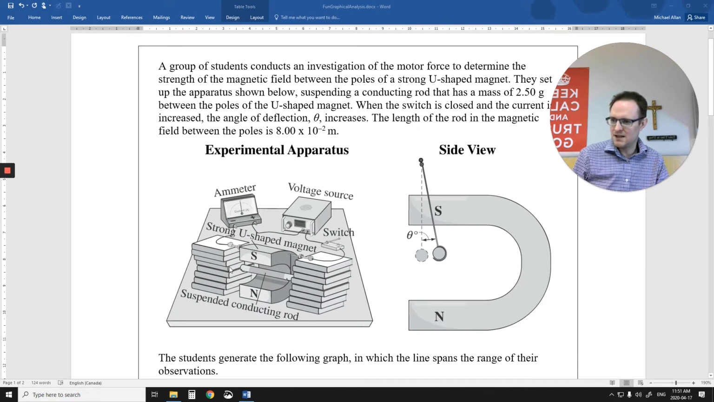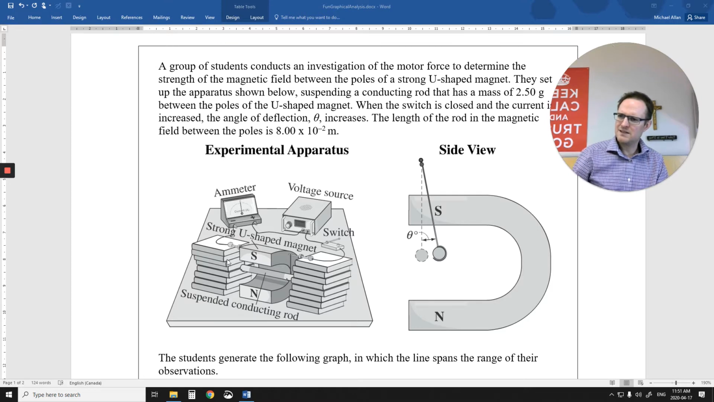In this case, they have this conducting rod hanging between two wires, and it's free to swing back and forth. So as they pass electricity through it, it gets forced one way because of Lorentz's law, using your hand rule, your third hand rule. It'll push off one way, so it'll swing off, but it won't swing off completely because gravity is also pulling it down. So how do we do this lab?